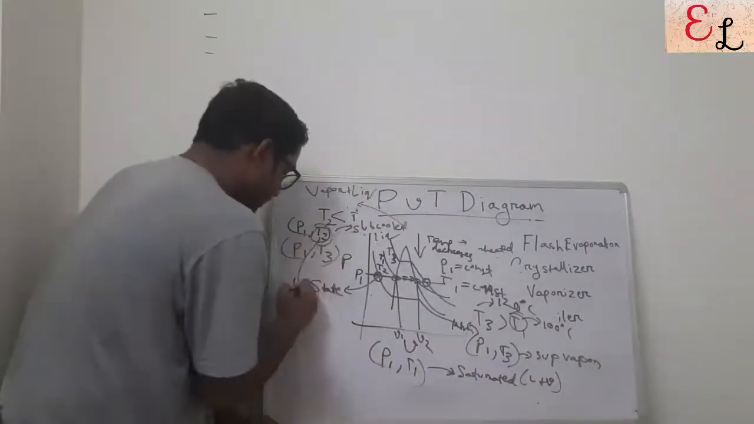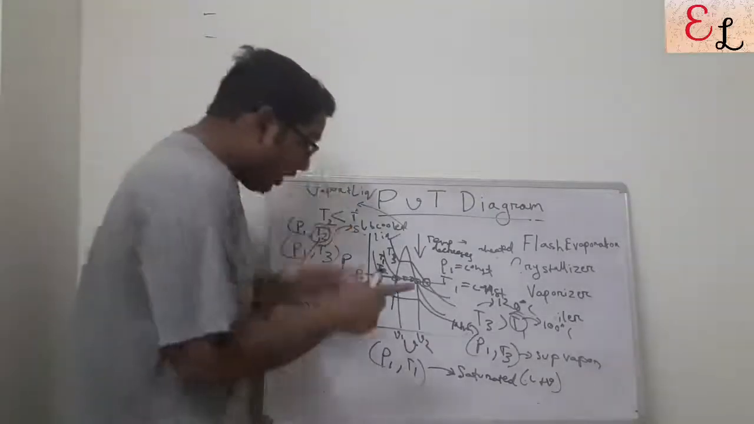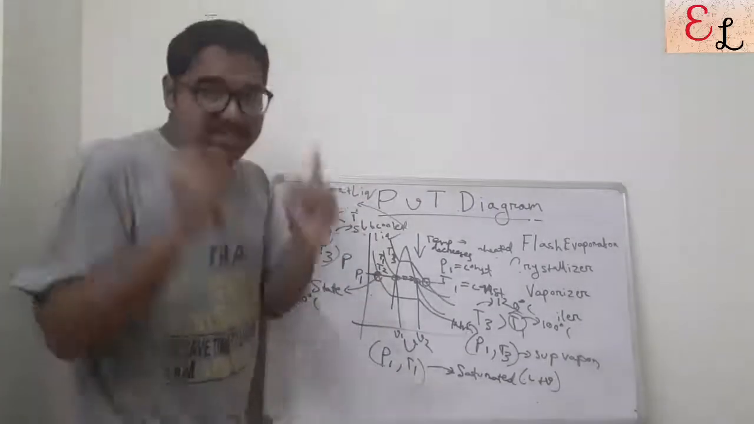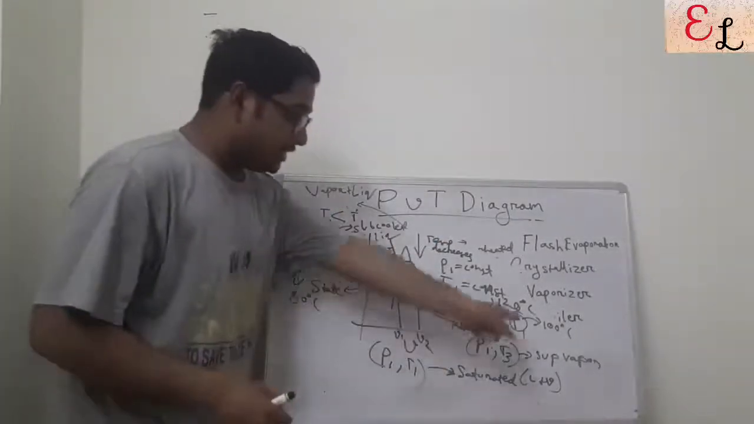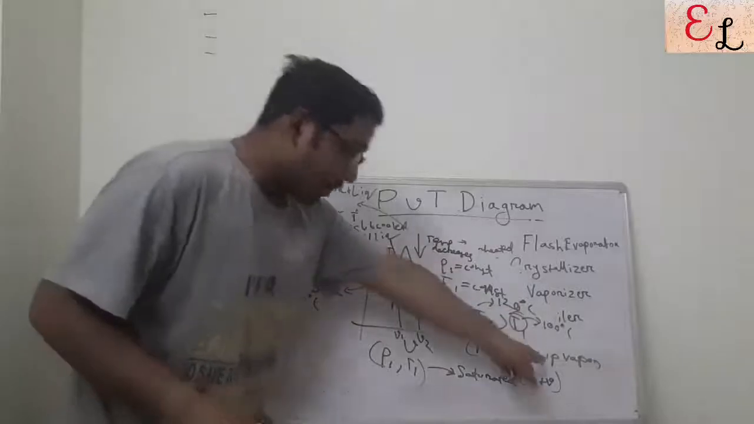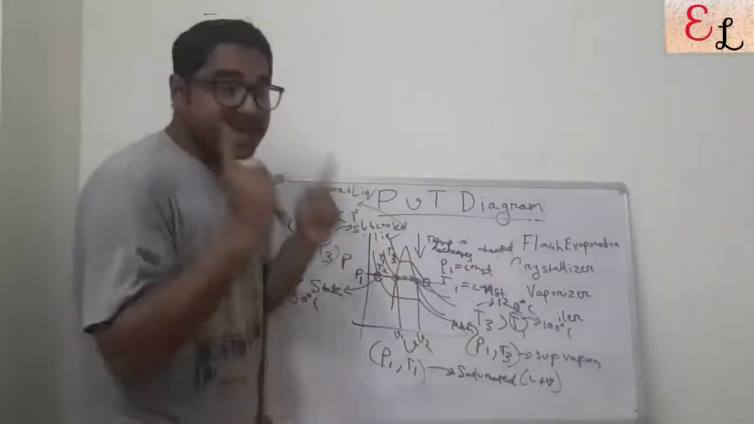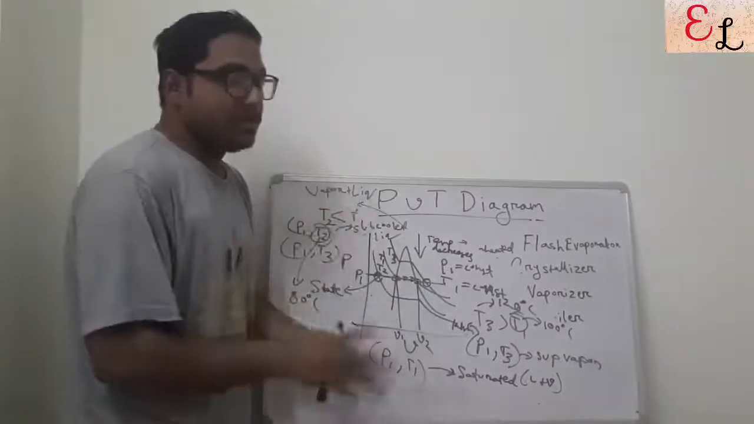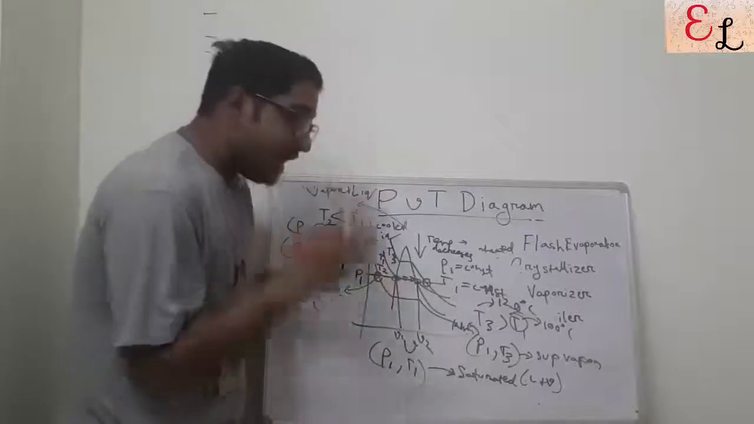And T2 supposedly is 80 degrees Celsius. So at 80 degrees Celsius, at 1 atmospheric pressure, the state point is liquid. At 120 degrees Celsius, the state point is superheated vapor. And at 100 degrees Celsius, it is a saturated liquid plus vapor combination. It can be anything in between. That is, it is a coexisting phase. That is, boiling has started.